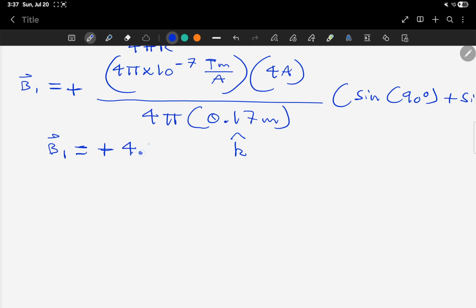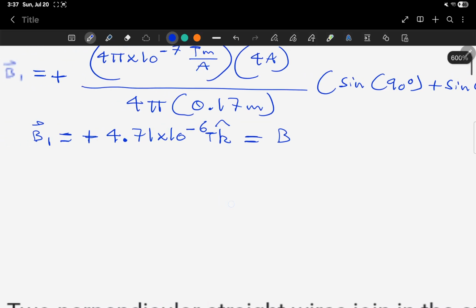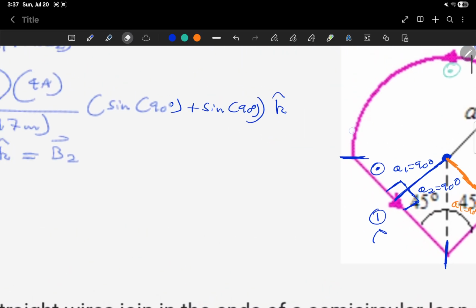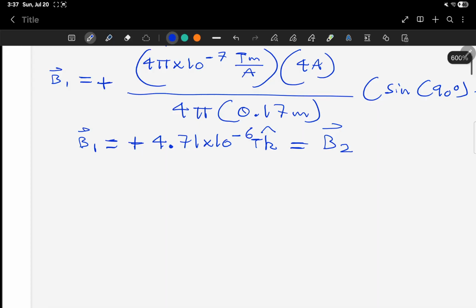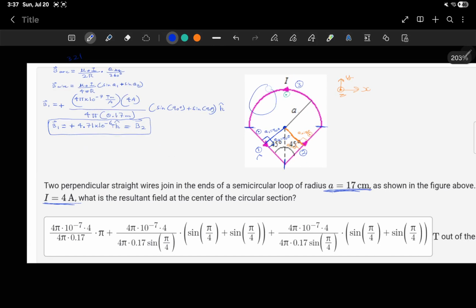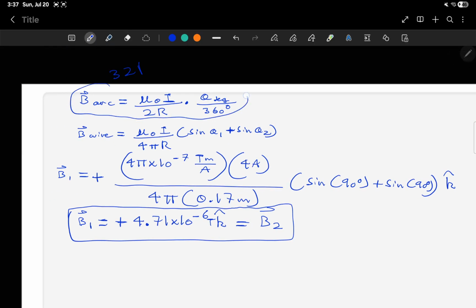I get a value of 4.71, rounding this answer, times 10 to the power negative 6 tesla, and that's going to be equal to the magnetic field of the second segment as well, because the calculation is the same, everything is the same, so you don't have to repeat this calculation twice. That's what I'm trying to say. Now we focus on that massive semicircle, and we use the formula here.